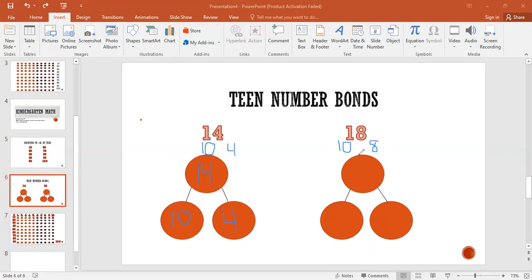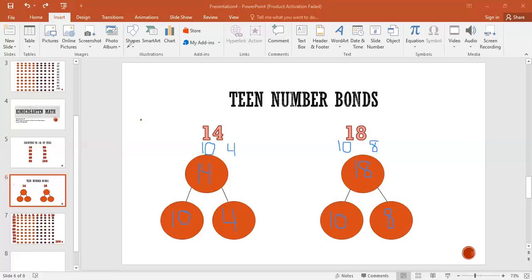All right, I know in my top circle, does my 8 go here? Nope. Does my 10 go here? Nope. My 18 goes here because it is my total number, my largest number. 18 is broken up into 10 ones and 8 ones. Say that with me. 18 is broken up into 10 ones and 8 ones.